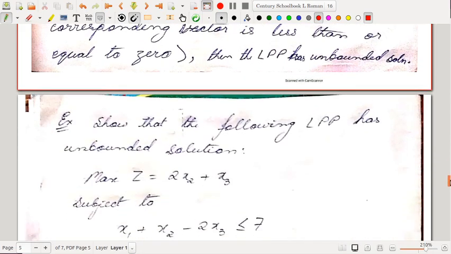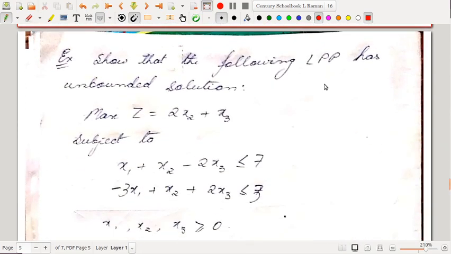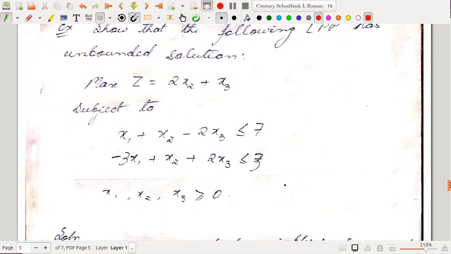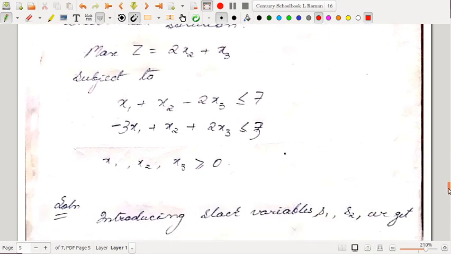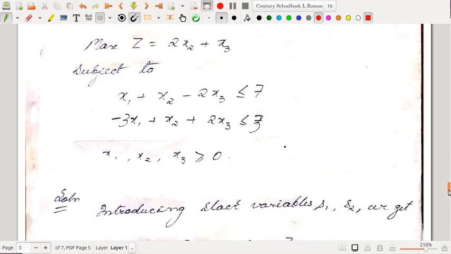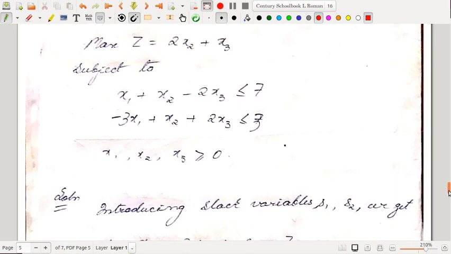So let us see one example. Show that the following LPP has an unbounded solution. Maximize z equal to 2x2 plus x3 subject to these constraints: x1 plus x2 minus 2x3 less than or equal to 7, minus 3x1 plus x2 plus 2x3 less than or equal to 3.